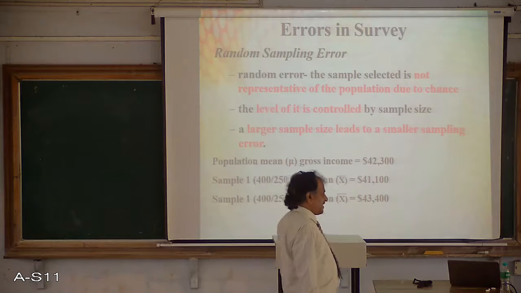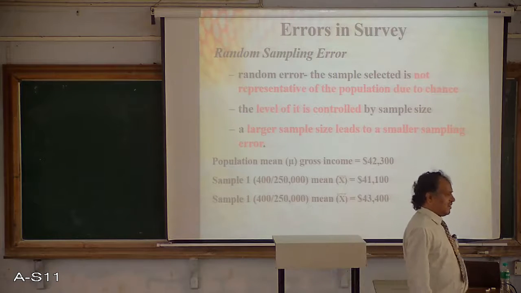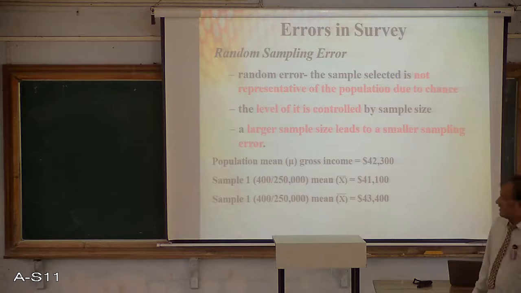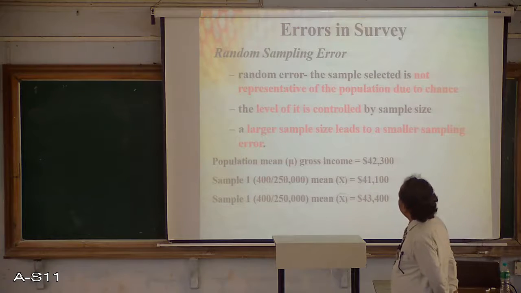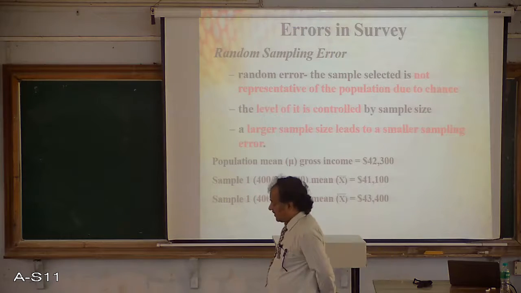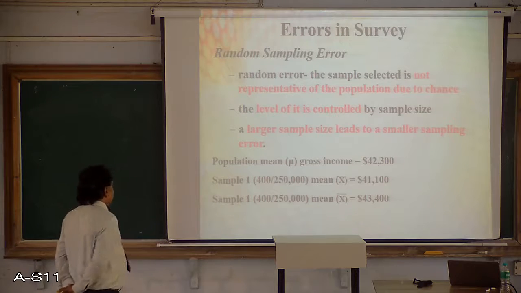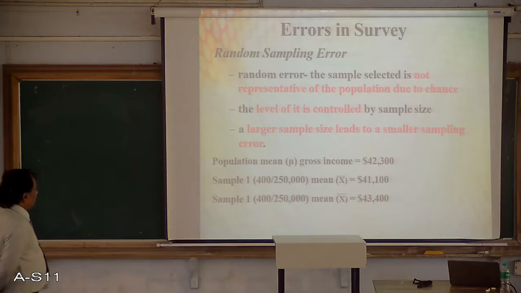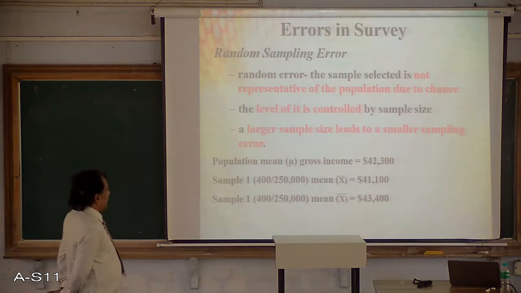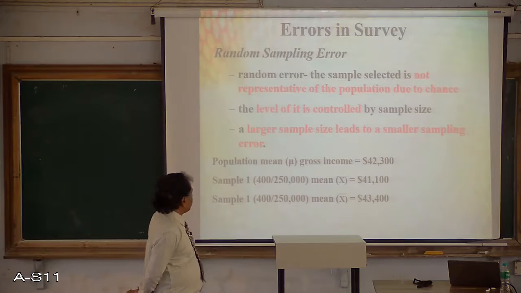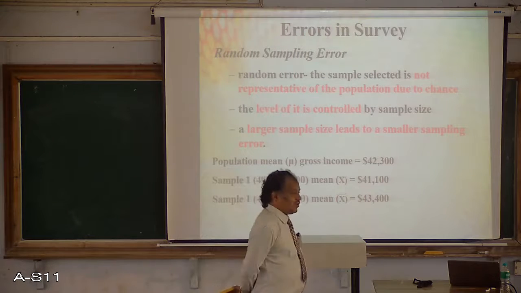Okay, the last topic in this unit on sampling design is errors in the survey: random sampling errors and non-random sampling errors. These are the two types of errors. So what is a random error? The sample selected is not representative of the population due to chance.